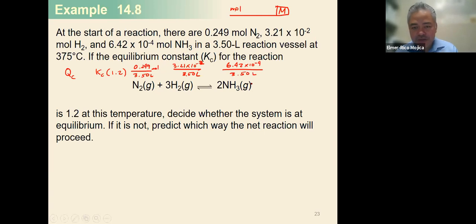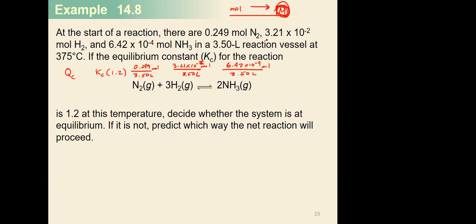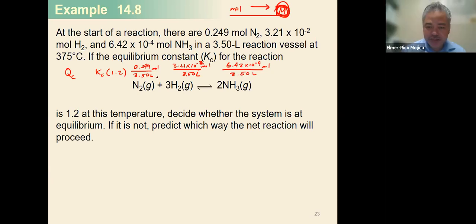Now, do you know why we're doing this? Anyone? Chino? Do you know why we're doing this? Why are we doing this? Dividing everything by 3.5 liters. Because we need it to be in molarity. Now, once we get this value that we have here, then we can proceed with getting the Qc.